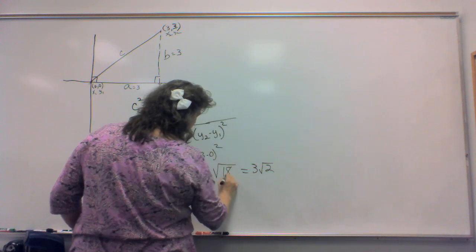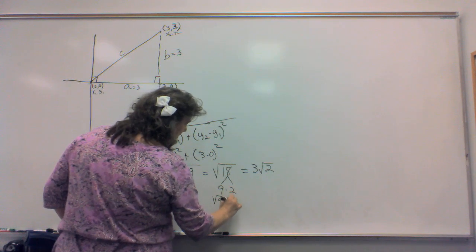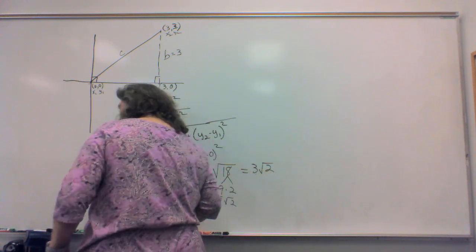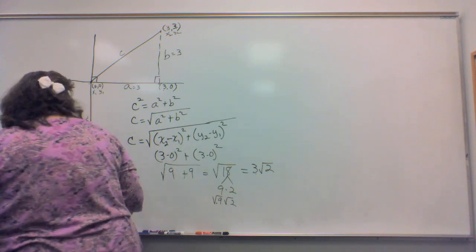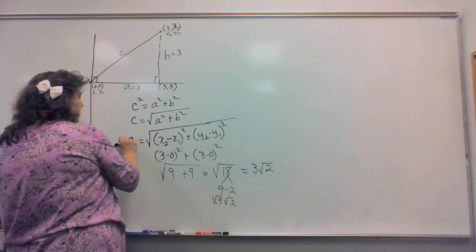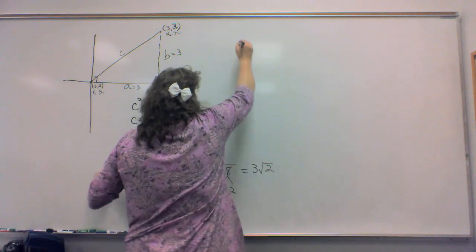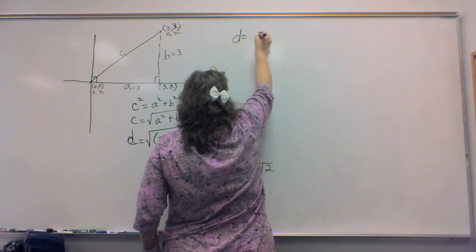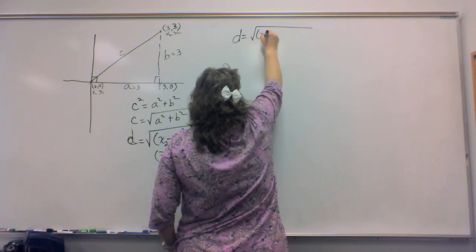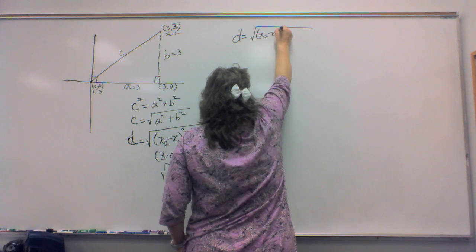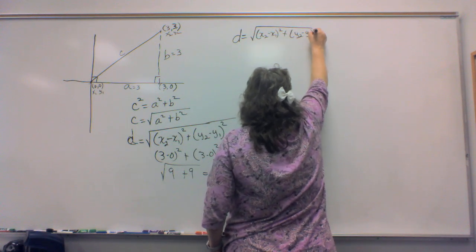root of 2, because this is 9 times 2. So square root of 9 times square root of 2. This is your 3 square root of 2. So this gives you the distance formula, which is right here. Instead of using C, we'll use the D for distance. So distance in a Cartesian coordinate plane is equal to the square root of x sub 2 minus x sub 1 squared plus y sub 2 minus y sub 1 squared.